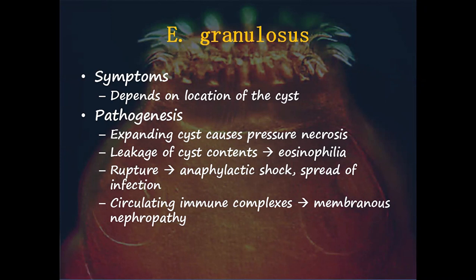And if your patient survives, it can spread the infection to other surrounding areas. There is some form of circulating immune complexes and can eventually lead to membranous nephropathy. Because these circulating immune complexes can be deposited in the liver, causing membranous glomerulonephropathy.